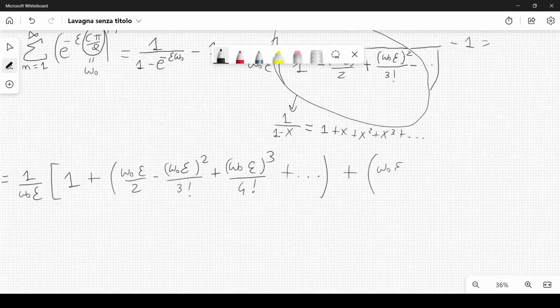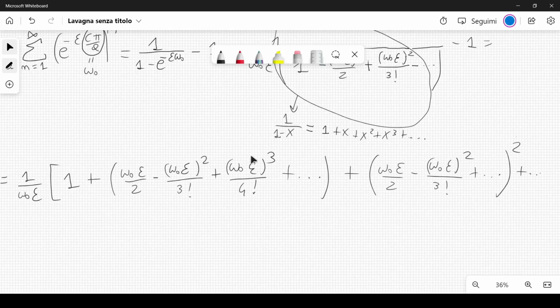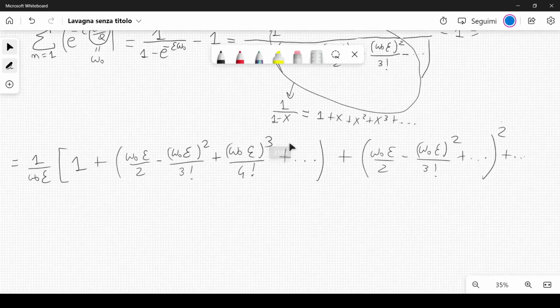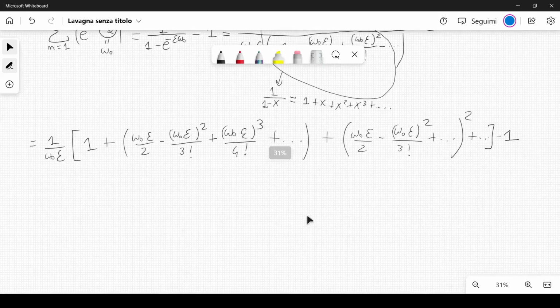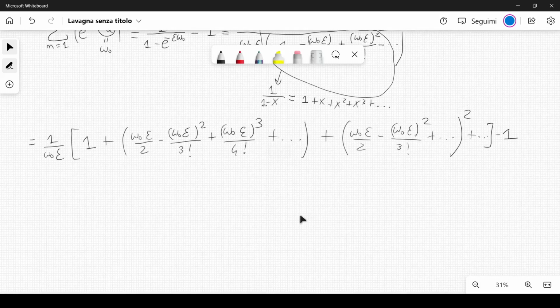So you have omega 0 epsilon over 2 minus omega 0 epsilon squared divided by 3 factorial plus dot dot dot, squared, plus dot dot dot. Then here I am left with a square bracket, and I have to subtract 1 from the expression. Now here comes the point where in principle we have to calculate all these terms, and there is an infinite amount of them, but we are going to focus only on the important terms.